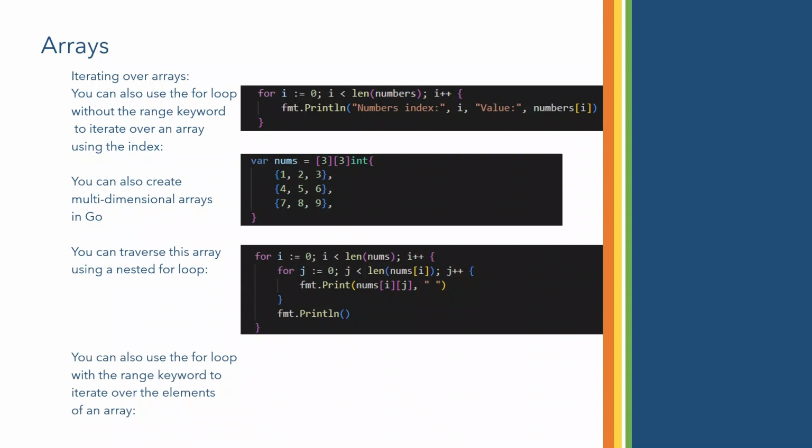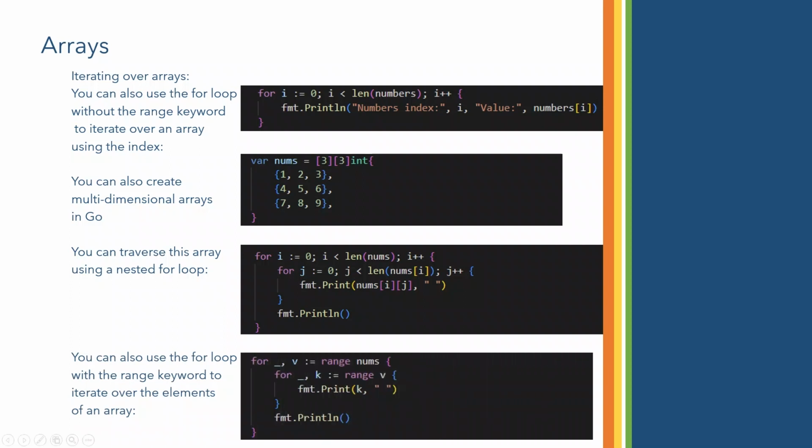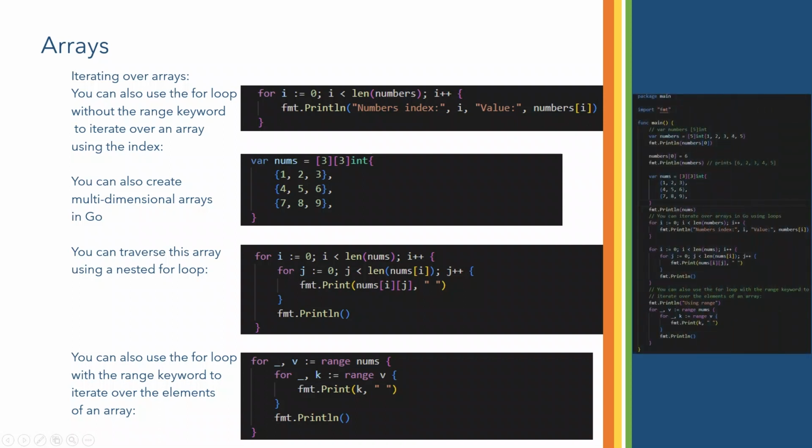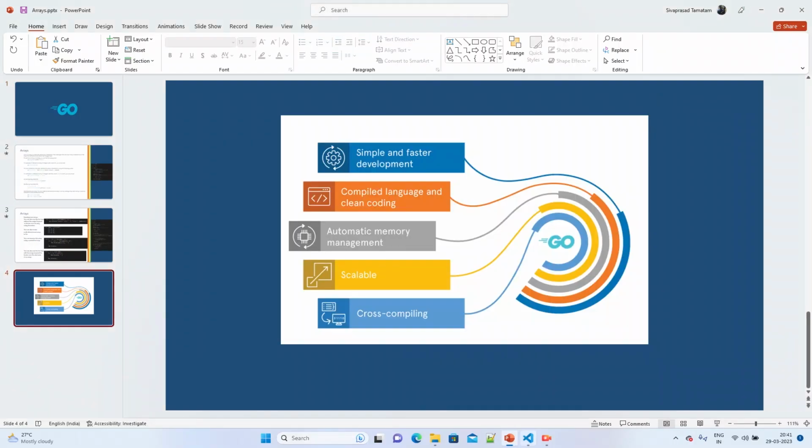You can also use the for loop with the range keyword to iterate over the elements of an array. For example like this, for i, v equal to range of nums, and then we can print the values. So we will see the sample program about this now.